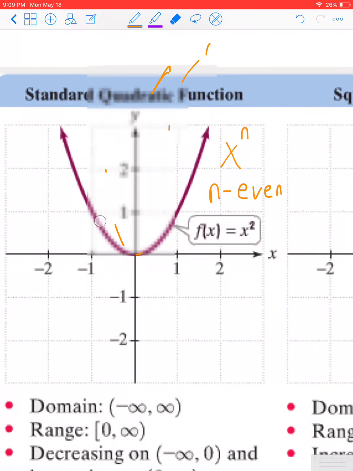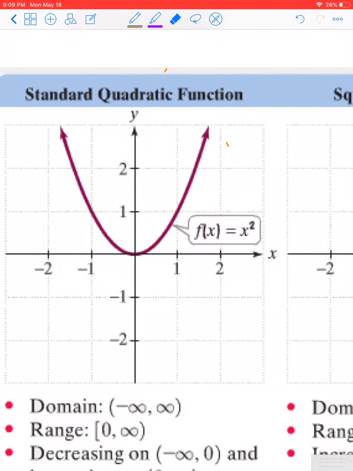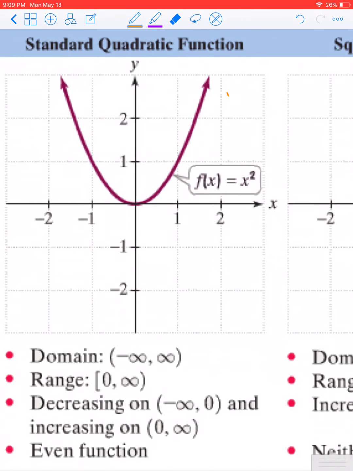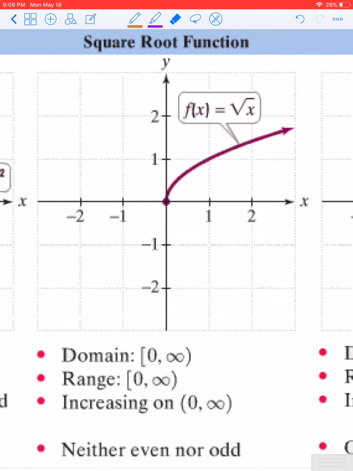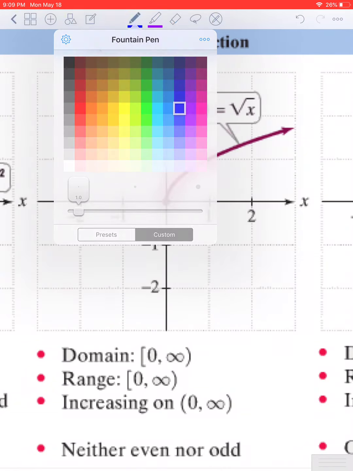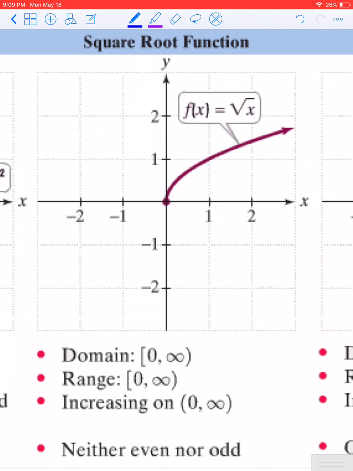So definitely want to know what the graph of an even-powered polynomial looks like. It has domain all real numbers. It too would have a range from 0 to infinity on the y-axis. The square root of x has a graph that looks like this. This overall shape, so first of all, the domain of this is from 0 to infinity on the x-axis, and the range is also going to be from 0 to infinity on the y-axis.